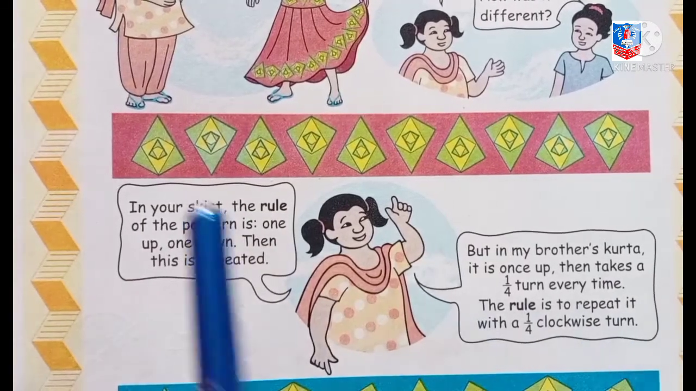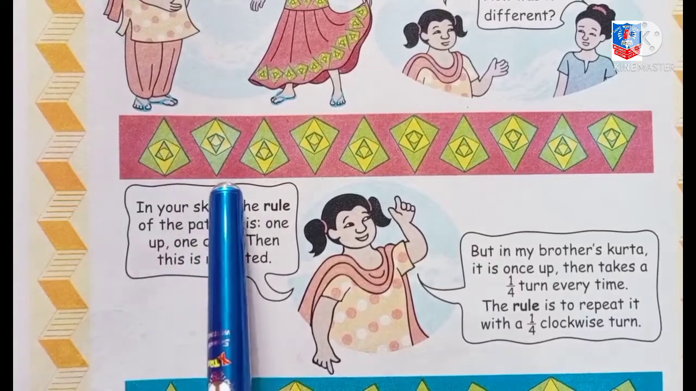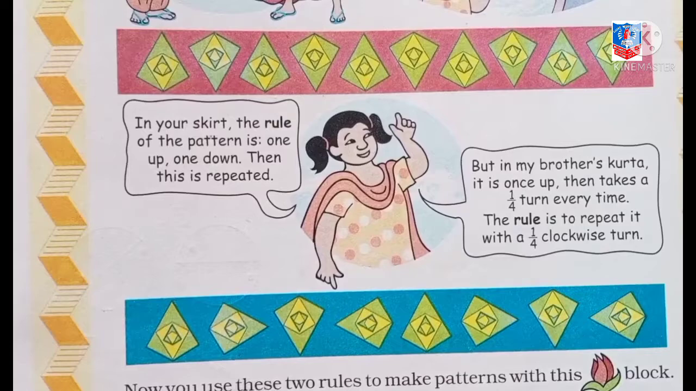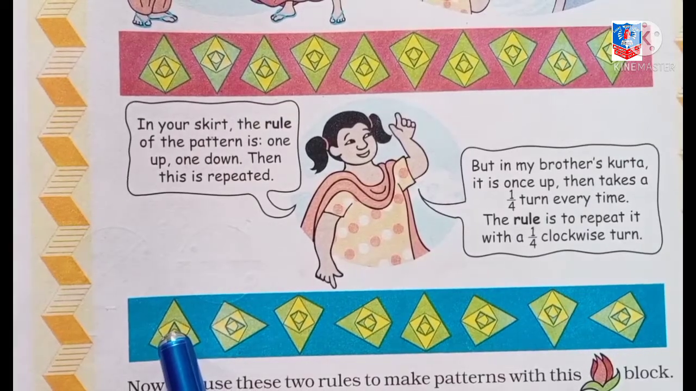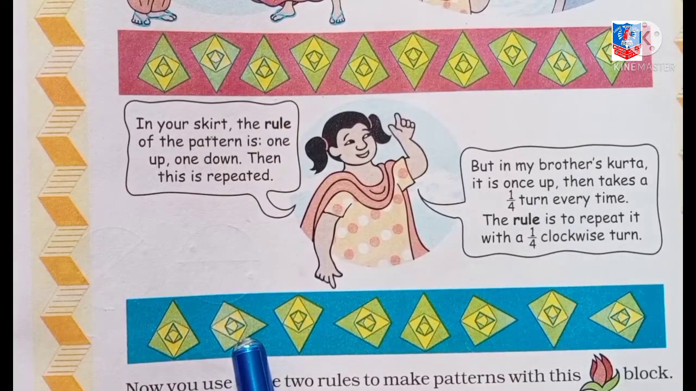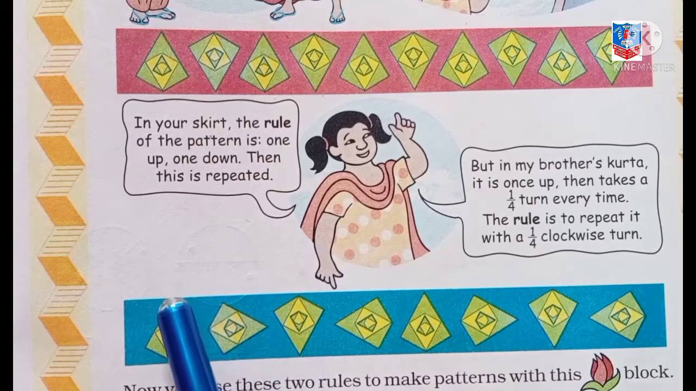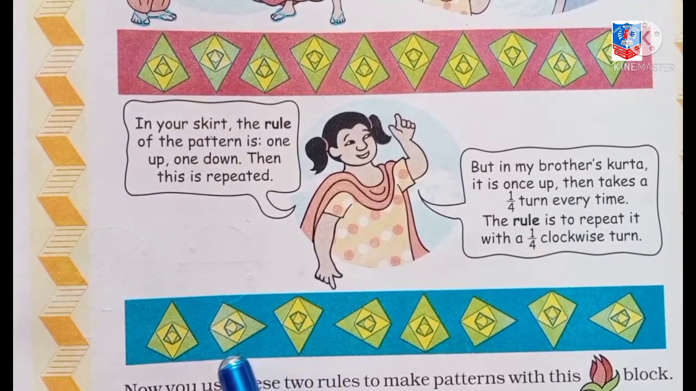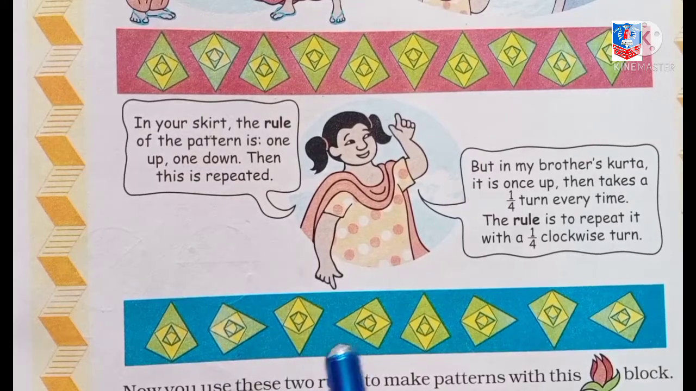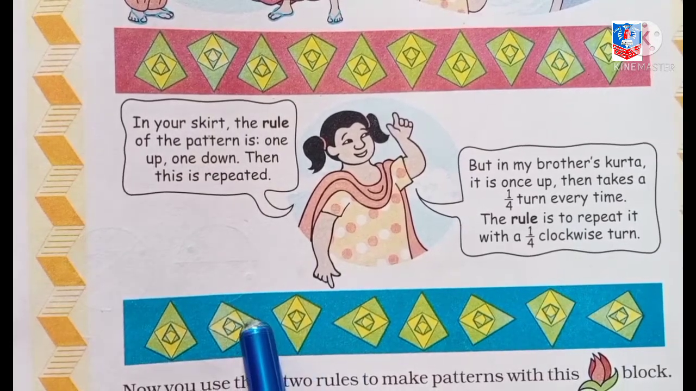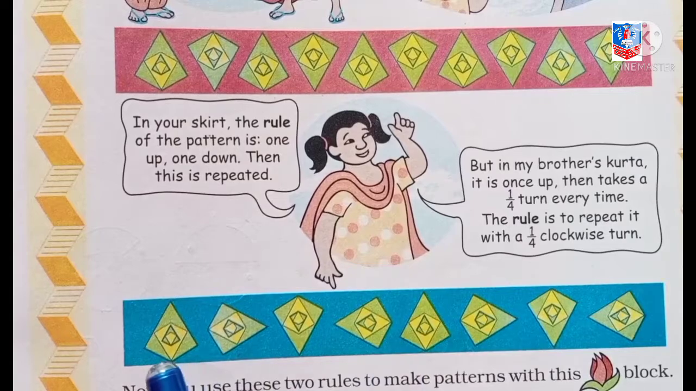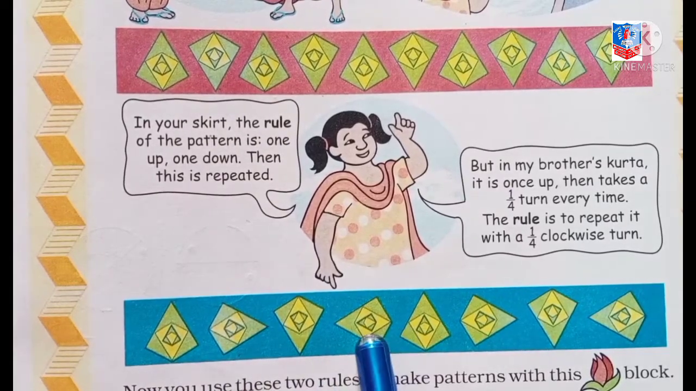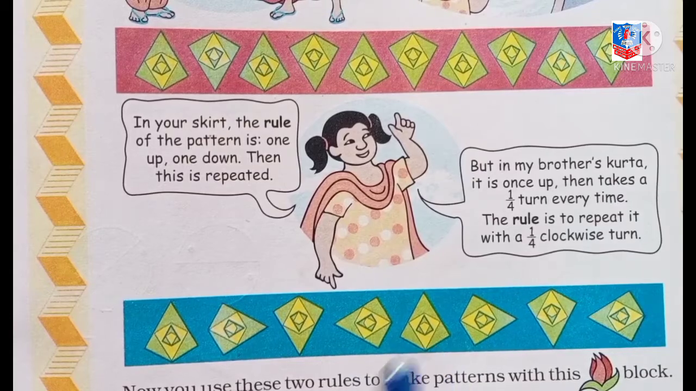Now see, here the pattern was 1 up, 1 down, 1 up, 1 down. Now here it is 1 up, then it takes a 1/4 turn, this way. This is a 1/4 turn. Again a 1/4 turn. Again a 1/4 turn, like this way. Now the pattern is 1 up, 1/4 turn, 1/4 turn, 1/4 turn, then 1 up. Understood?